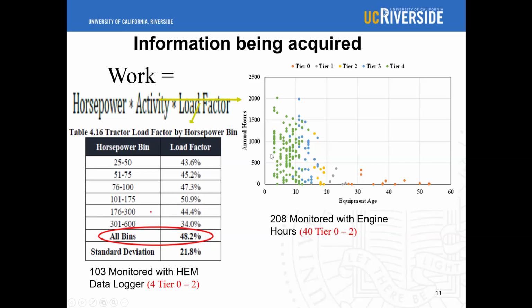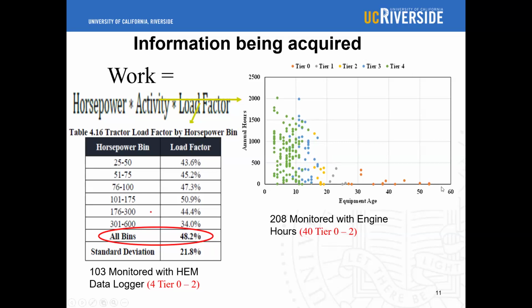And so if you look at activity, our primary driver was to look at the annual hours that the tractors are operating. And what you can see here is that these green and blue dots represent the predominant activity for each of the specific tractors. So each tractor is represented by a dot here. And what you can see here is that the predominant activity, rather, is with these blue and green tractors, which are the tier 4s and the tier 3s.